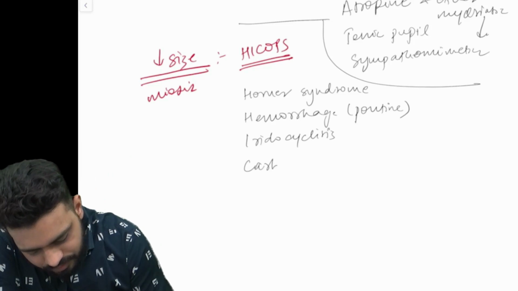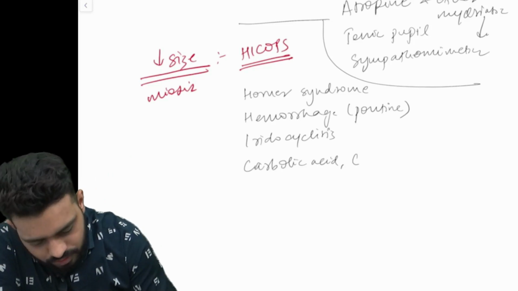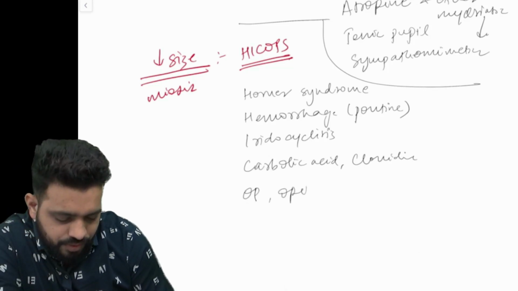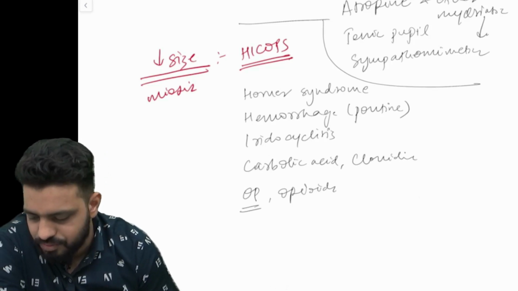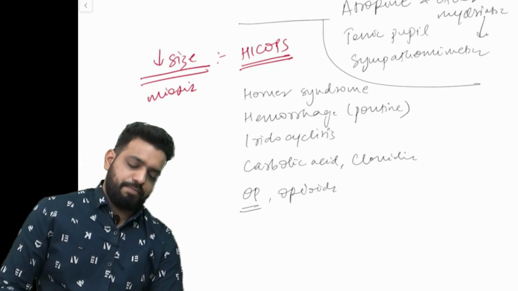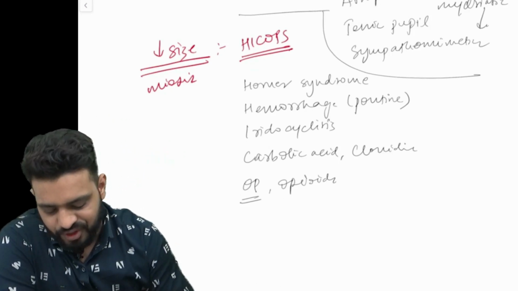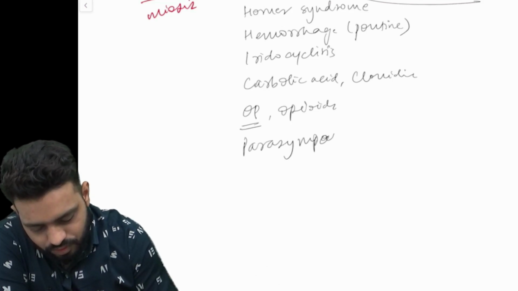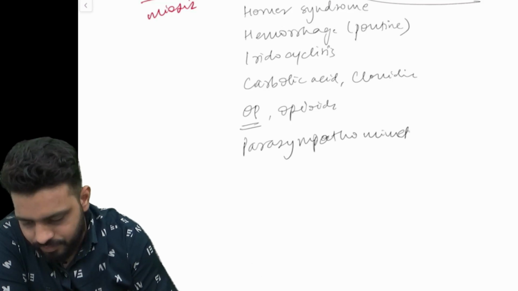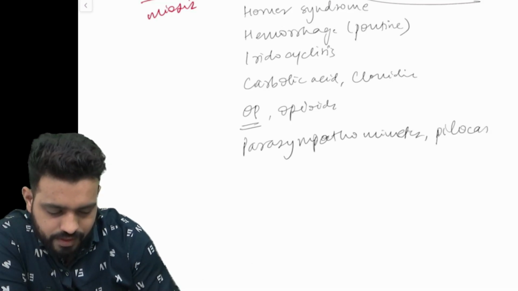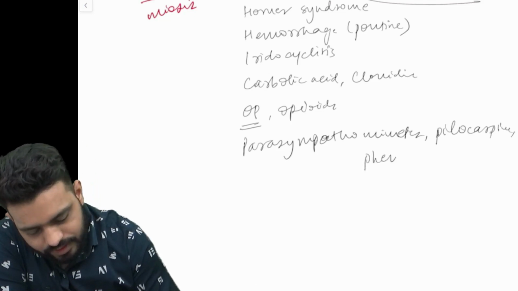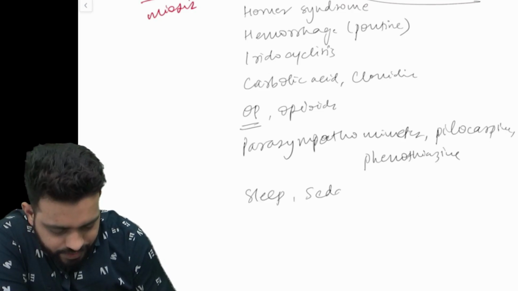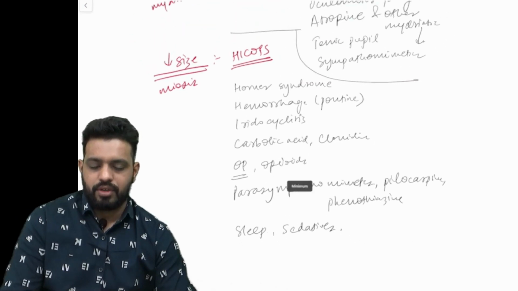Then comes C, which is carbolic acid or clonidine. Then O stands for organophosphorus poisoning or opioids. Remember, OP is organophosphorus poisoning. OP is not of that game PUBG. This is OP, organophosphorus poisoning. Then we come to P, which is parasympathomimetics. Pilocarpine, again a parasympathomimetic, and a psychiatric drug which is phenothiazine. Okay, in sleep and with sedatives, you will get miotic pupil.